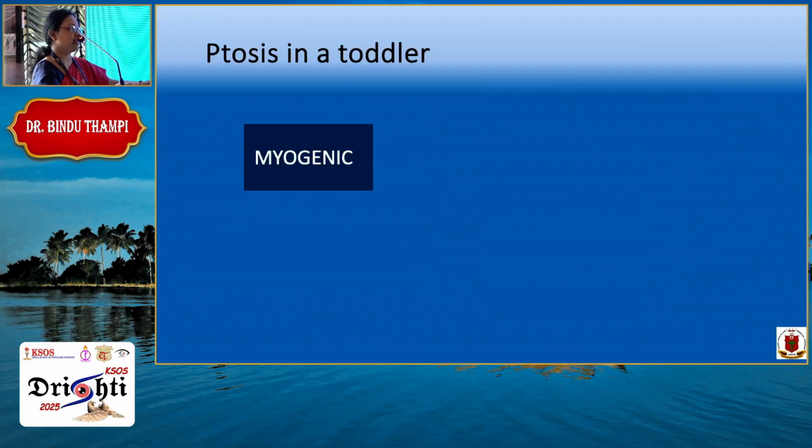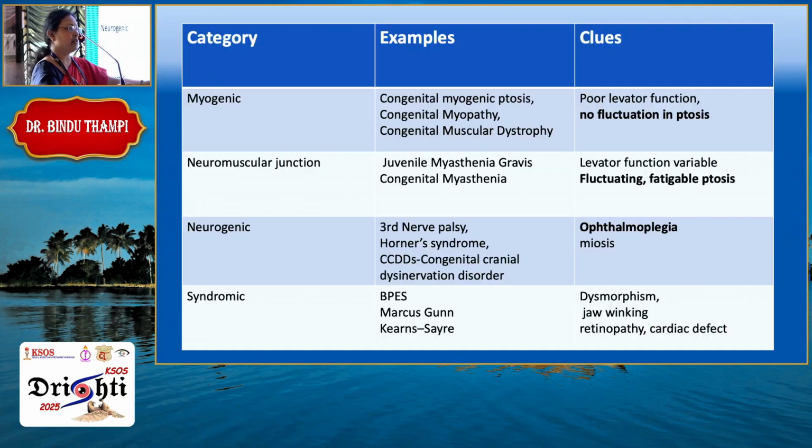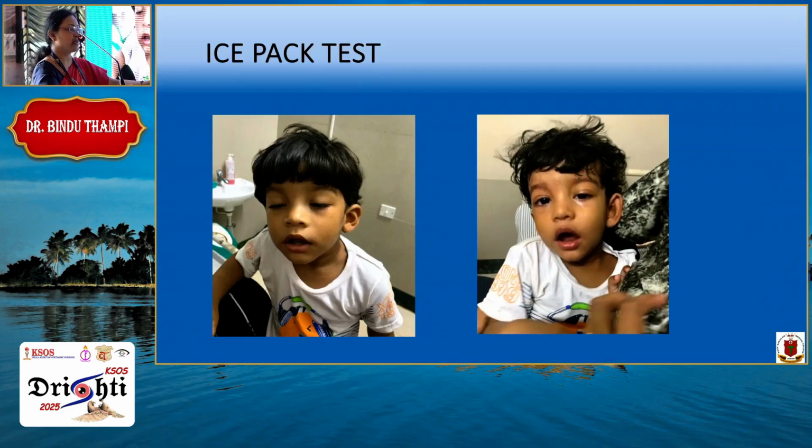For ptosis in a toddler, we considered a myogenic cause, a neuromuscular junction disorder, a neurogenic cause, any associated syndromes, or an acquired cause. In myogenic causes, there would be no fluctuation in ptosis, and in neurogenic causes, there would be ophthalmoplegia or miosis, and there were no features of any syndromes. So we narrowed down our diagnosis to a neuromuscular junction disorder, that is juvenile myasthenia gravis or a congenital myasthenia, as the ptosis was fluctuating and fatigable. We did an ice pack test, which turned out to be positive. There was significant improvement in ptosis.